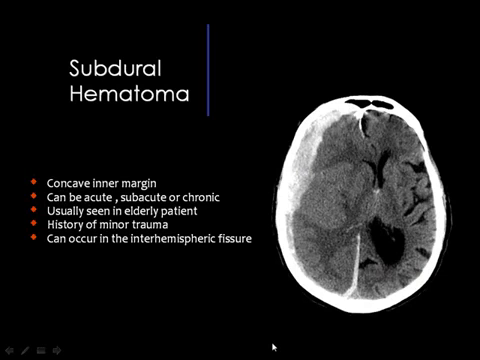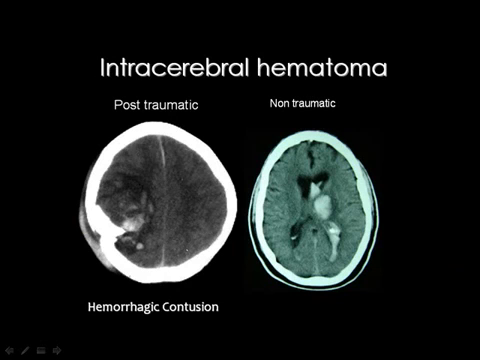Then this hemorrhage would be epidural or subdural. Then we came to the intracerebral hematoma, which is a hematoma inside the brain parenchyma. If the hematoma inside the brain parenchyma is secondary to trauma, this is known as cerebral contusion. But if it is due to hypertension or diabetes, it is just a non-traumatic intracerebral hematoma.